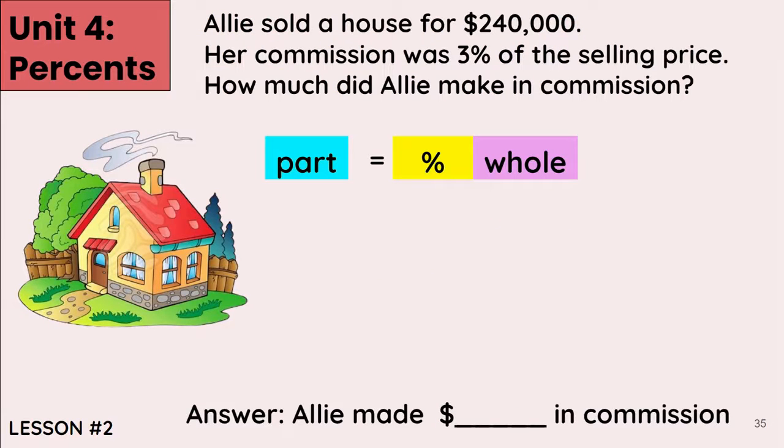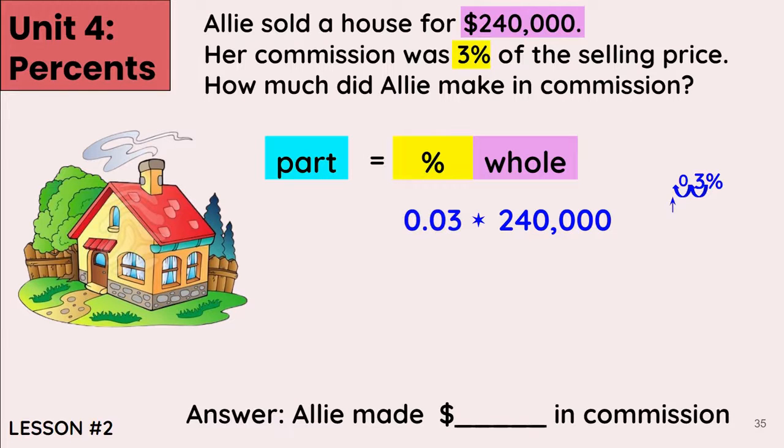Allie sold a house for $240,000. Her commission was 3% of the selling price. How much did Allie make in commission? So Allie gets to keep 3% of this price. So the whole amount of the house is $240,000. For commission, Allie gets to keep 3%. So we're going to turn that into a decimal first. Move the decimal over once, move the decimal over twice. That's 3%.